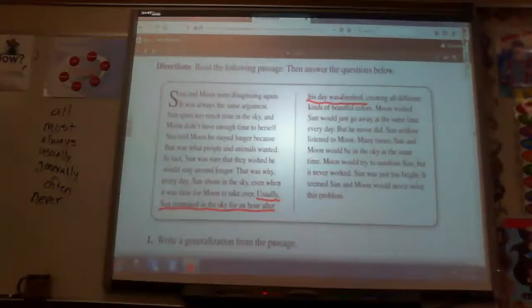Okay, how do you know that that is a generalization, Roger? Yeah, and in this story, we can assume that maybe Sun didn't do it every day, but he did it a lot, right? So it applies to many situations. How about another one, Gavin?